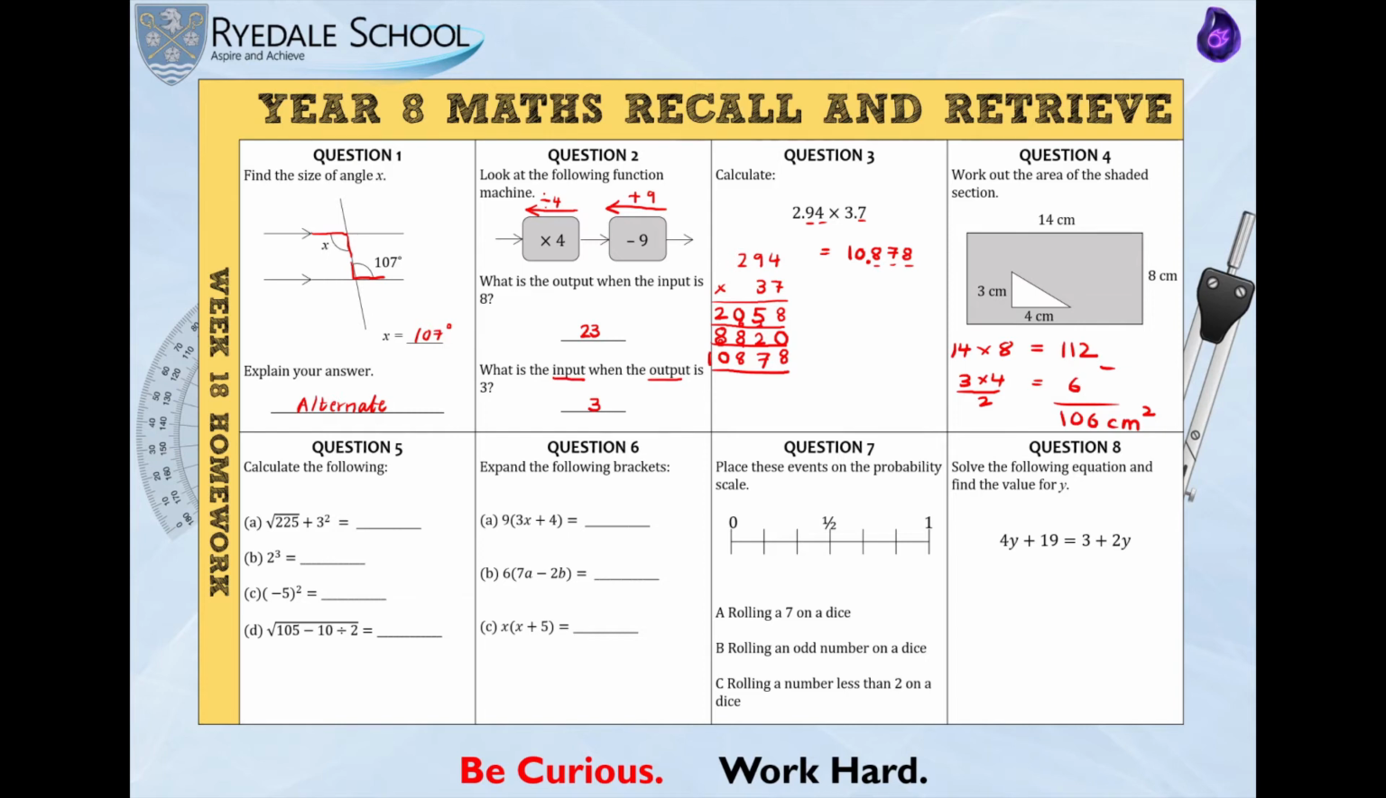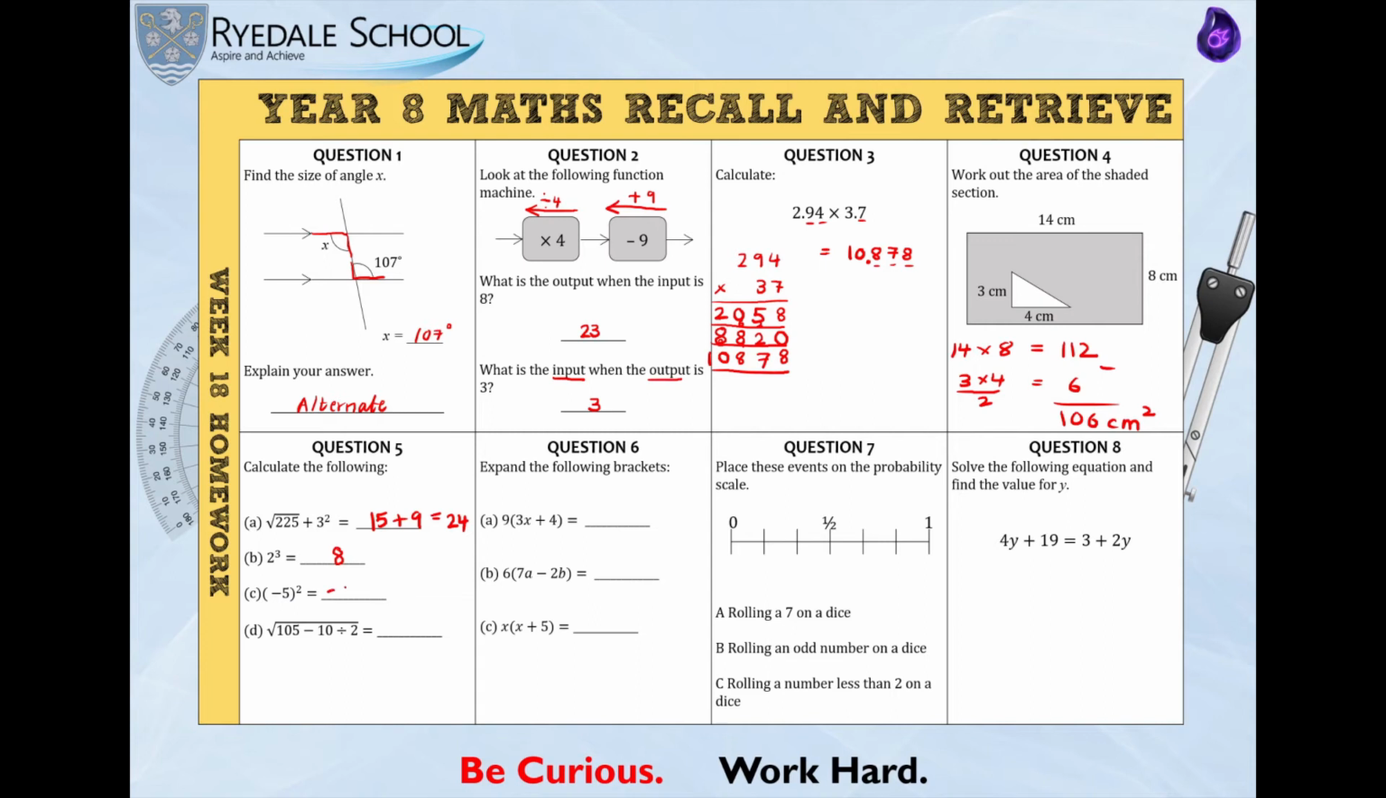These are the solutions for questions 5 to 8 for Recall and Retrieve Week 18. So question 5 is all to do with a little bit of BIDMAS and using a bit of powers. The square root of 225 is 15. 3 squared is 9. So 15 add 9 is 24. 2 cubed means 2 times 2 times 2. And that is 8.